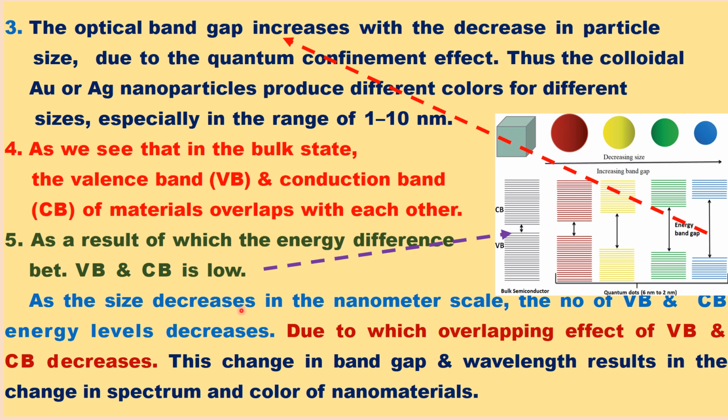This is what I am saying here. So this change in band gap and wavelength results in the change in absorption spectrum, optical spectrum, surface plasmon resonance properties, and color of nanomaterials.